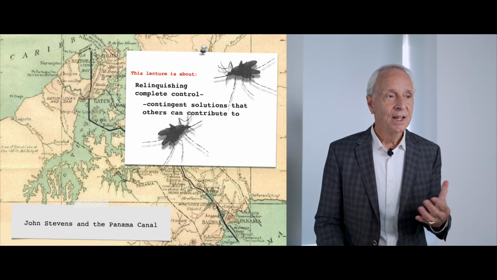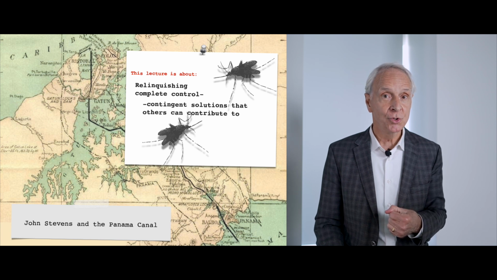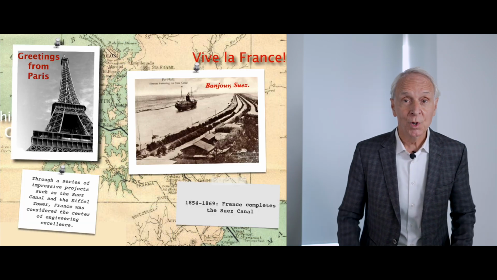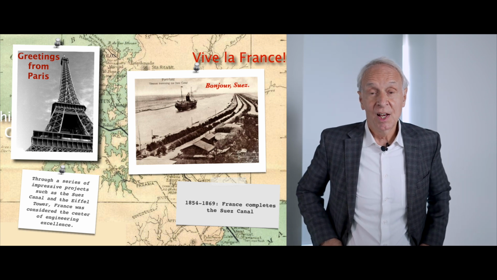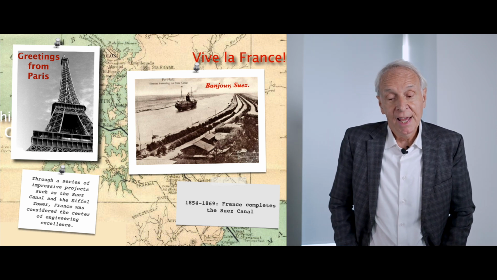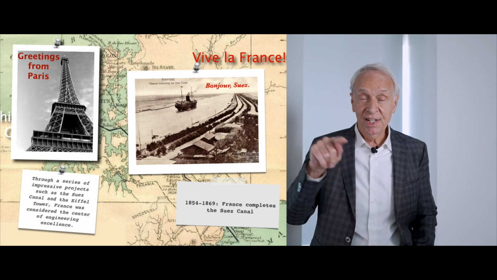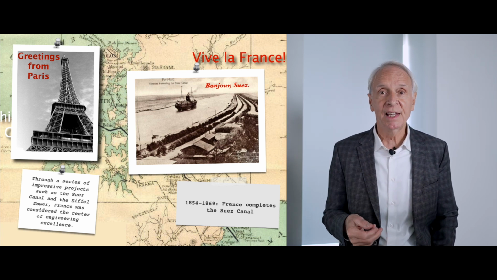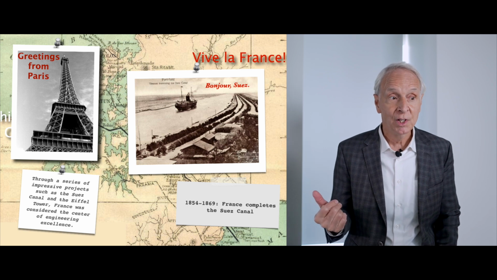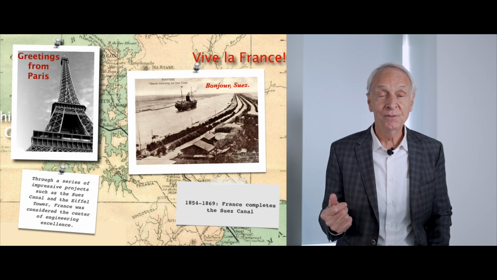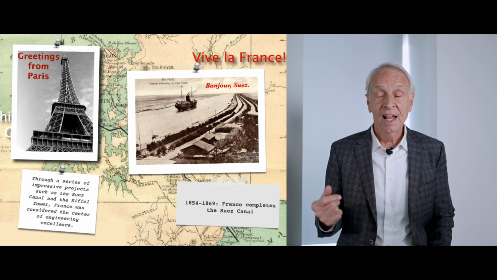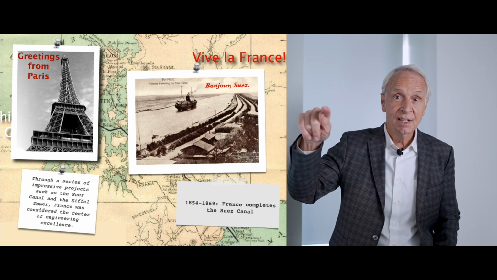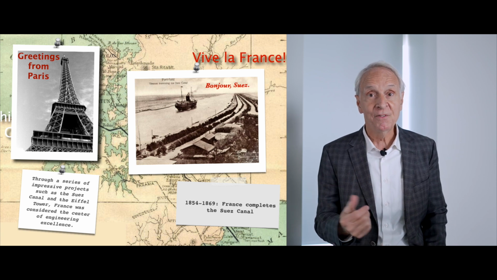How can you make solutions that other people contribute substantially to? So the problem that John Stevens is working on is the Panama Canal. And Panama Canal, of course, was connecting the Atlantic Ocean and the Pacific Ocean. It was really based significantly on the success of the Suez Canal, which had been built from 1854 to 1869. And it connected the Indian Ocean and the Mediterranean Sea through the Red Sea. And this had been done by France.